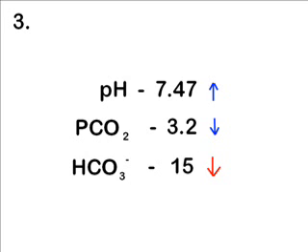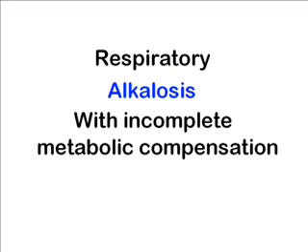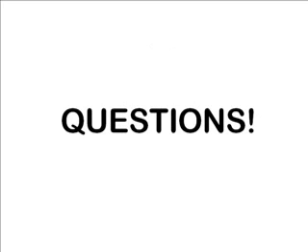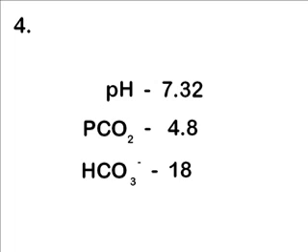However, as the pH still falls outside of the 7.35 to 7.45 normal range, we can say that this is an incomplete compensation. Therefore, what we can say about this patient is that they have a respiratory alkalosis with incomplete metabolic compensation. And now it's your turn. Run through a couple of examples yourself with what you've learned so far, and feel free to pause the video at any time.